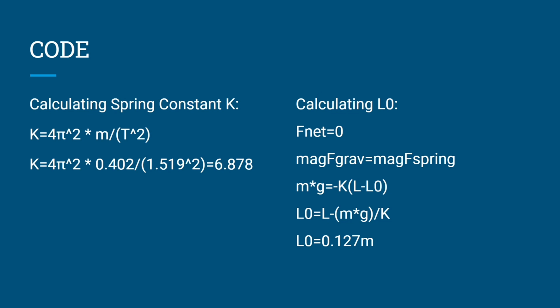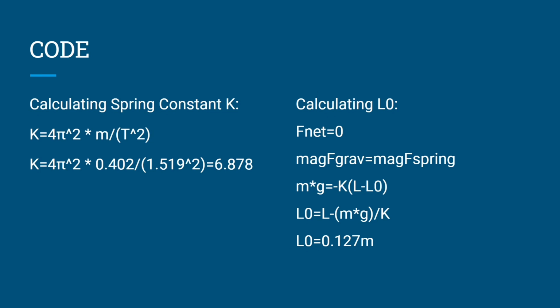Once the position data was recorded and converted to the right format, it was input into a code designed to simulate the experiment. Using the equation 4 pi squared times the mass over the period squared, the spring constant was calculated to be 6.878. Knowing that at the equilibrium position the net force on the mass is zero, the magnitude of the force of gravity must be equal to the magnitude of the spring force. With that knowledge, the relaxed length, L0, could be determined.